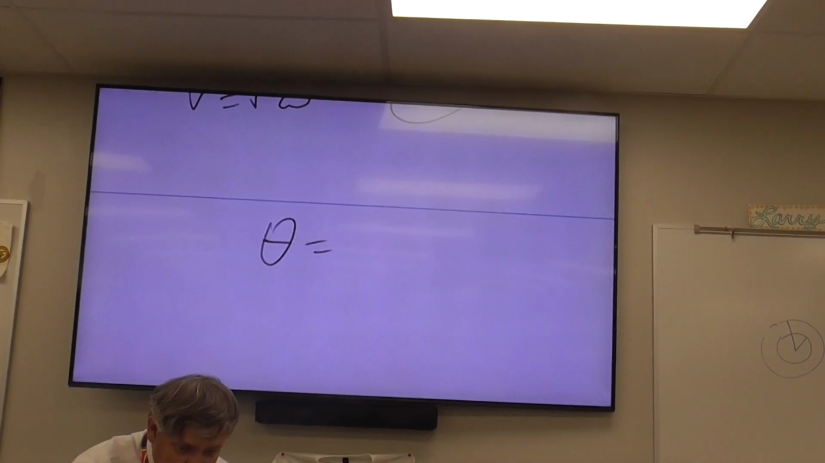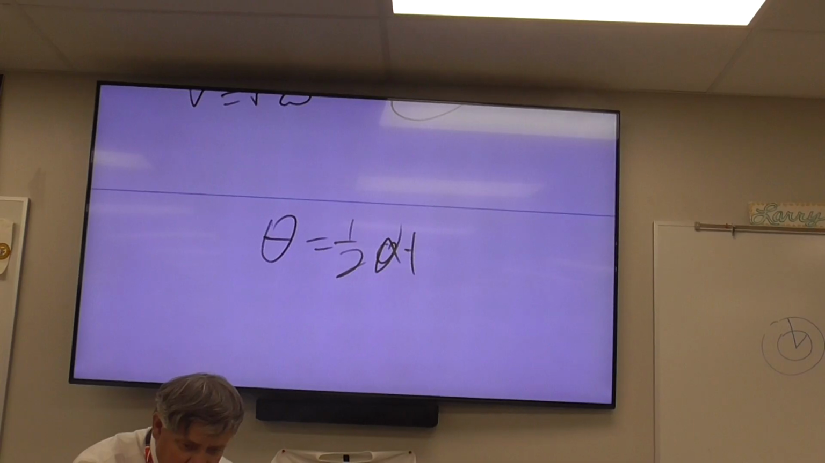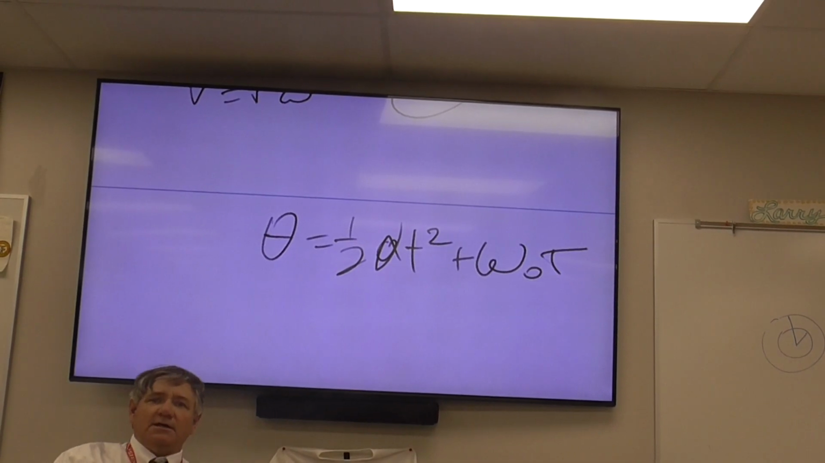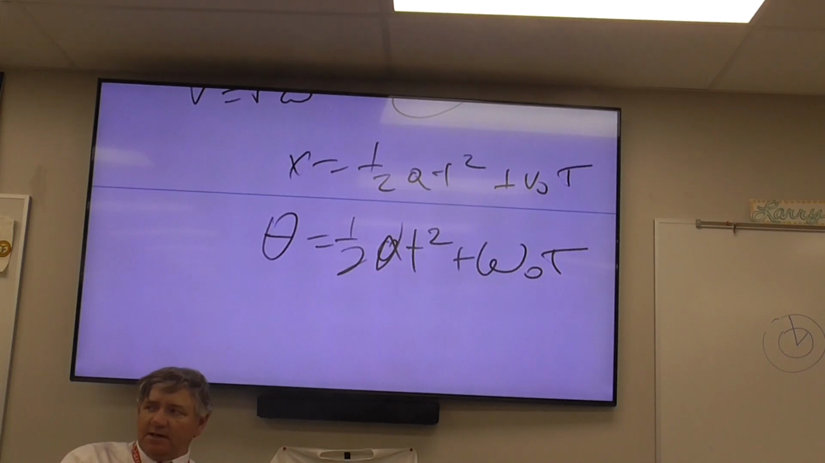If you're struggling with that, let me give you a hint. Alpha equals 1, or theta equals 1/2 alpha t squared plus omega naught times time, which is nothing more than x equals 1/2 a t squared plus v naught times time. They're just rewriting it in terms of angular motion.